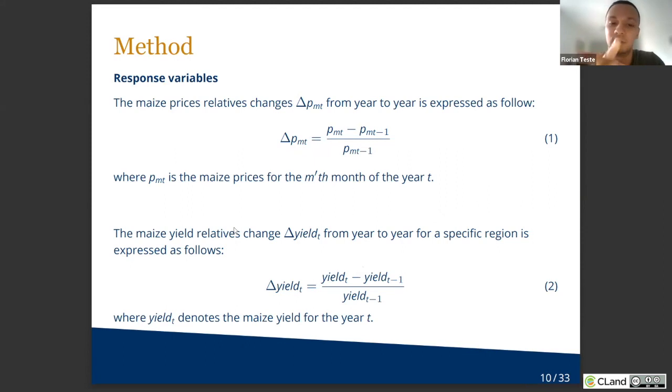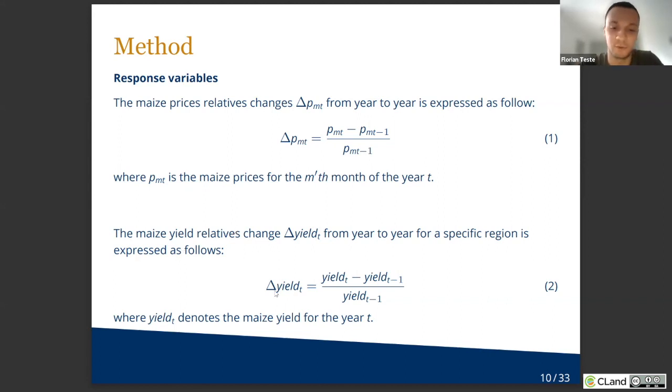So we first need to compute the annual price variation. We call it delta P of MT. To compute it, we simply take the price at month M for the year T minus the price at month M, but at year T minus 1. Then we divide by the price at month M, but at the previous year.